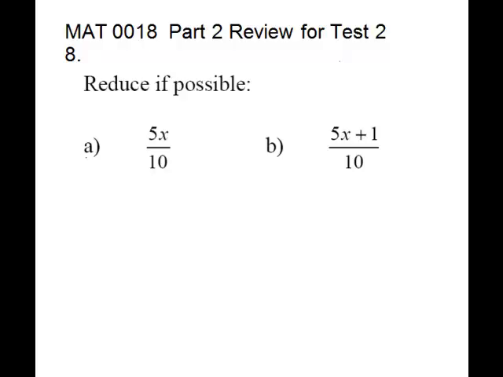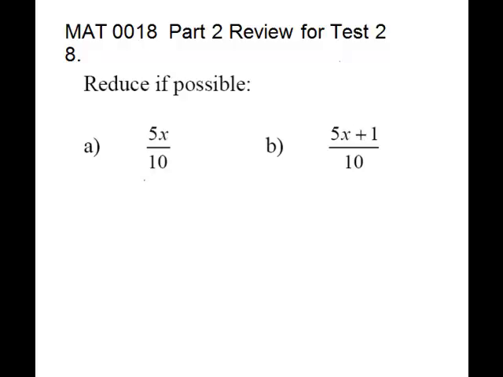The first one, A, 5x over 10, does have products. The numerator is 5 times x. The second one is an addition. It is not a product, so it is not going to be able to have anything to divide out.